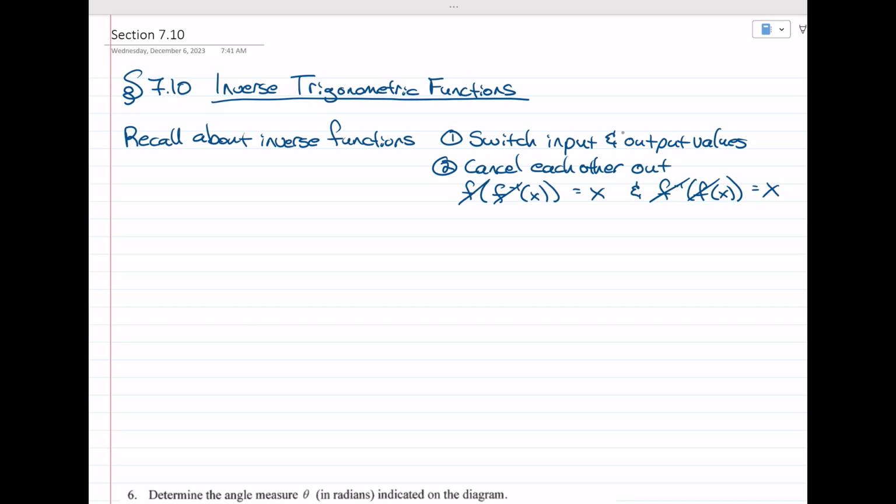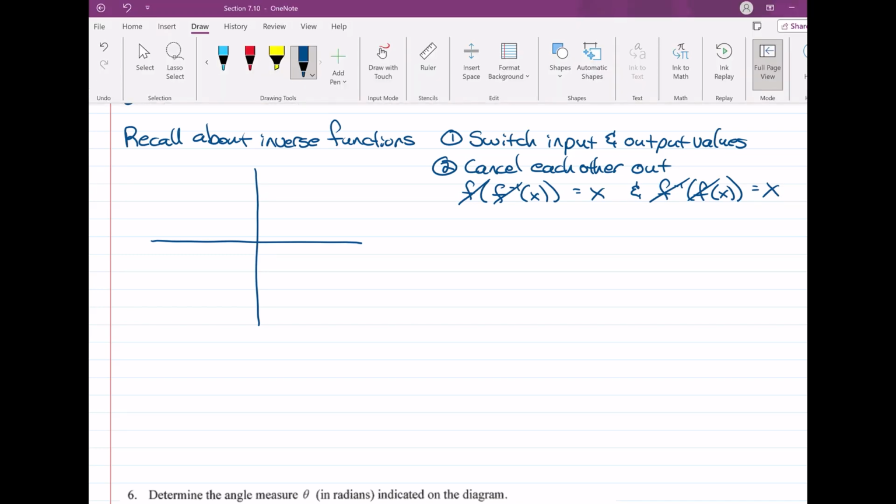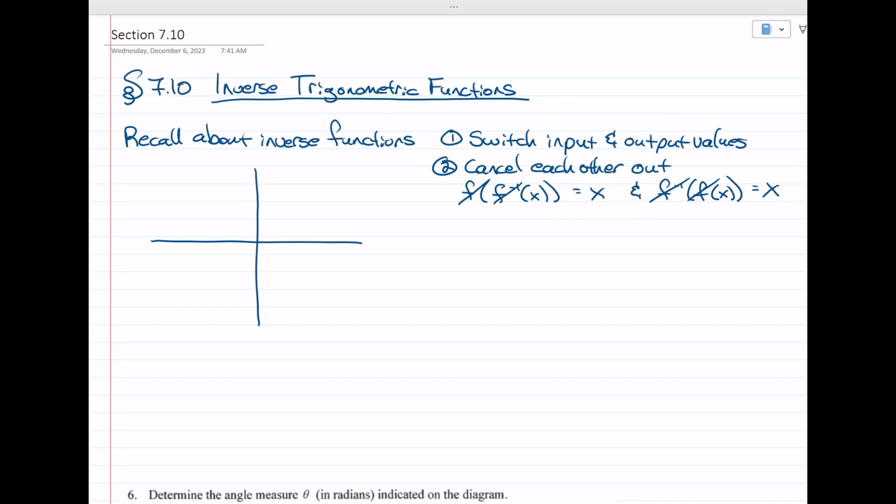So let's talk about how this relates to trigonometry. We've talked about the unit circle a lot. And it's called a unit circle because the radius is 1 unit. So that means we have a point here at 1, 0. We have a point here at 0, 1. Here it's negative 1, 0. Here the value is 0, negative 1.